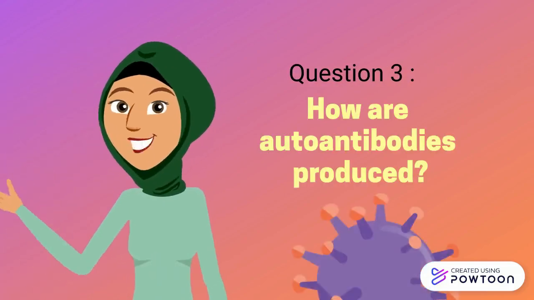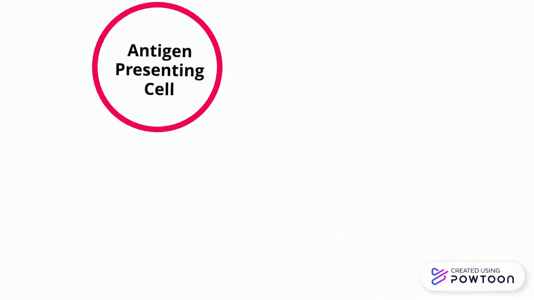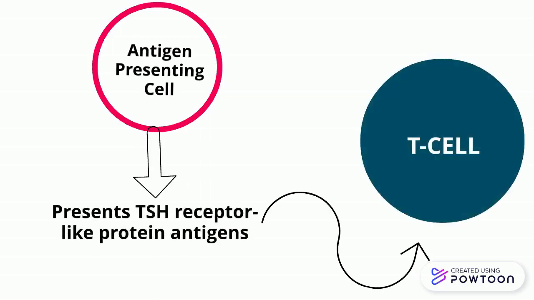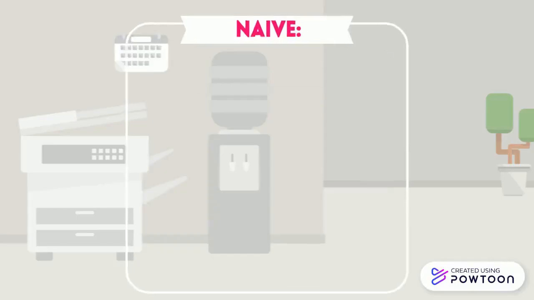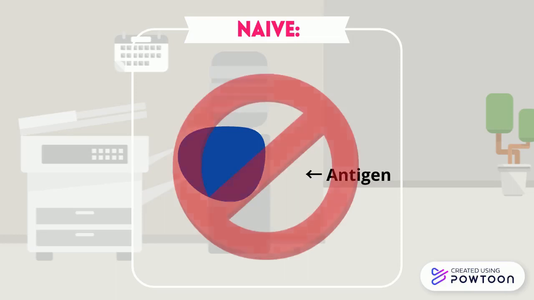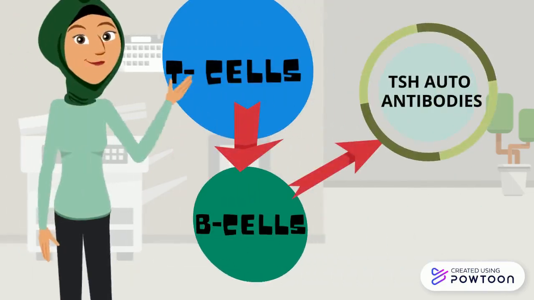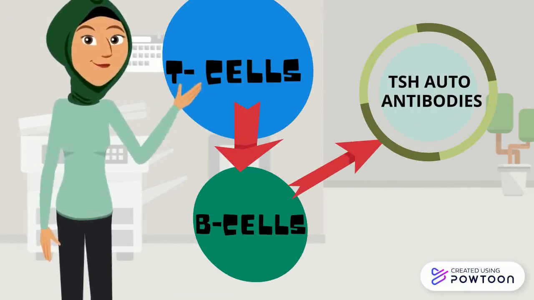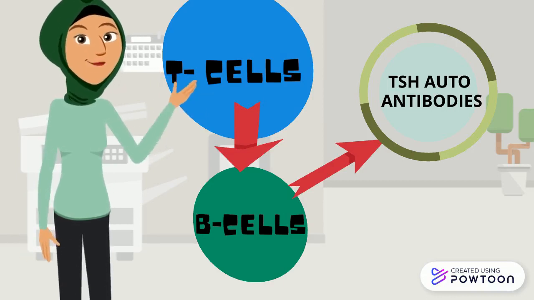How are autoantibodies produced? Within the lymph nodes, cells called antigen-presenting cells normally activate naive T cells in case of infection. Antigen-presenting cells may present TSH receptor-like antigens to T cells with the help of MHC class II molecules, which will activate the naive T cells. Naive T cells are those that have yet to encounter antigen within the lymph node. These autoreactive T cells activate B cells that produce TSH receptor autoantibodies that stimulate the TSH receptor instead of damaging it and act in a similar manner to TSH. So it leads to an overproduction of T3 and T4.